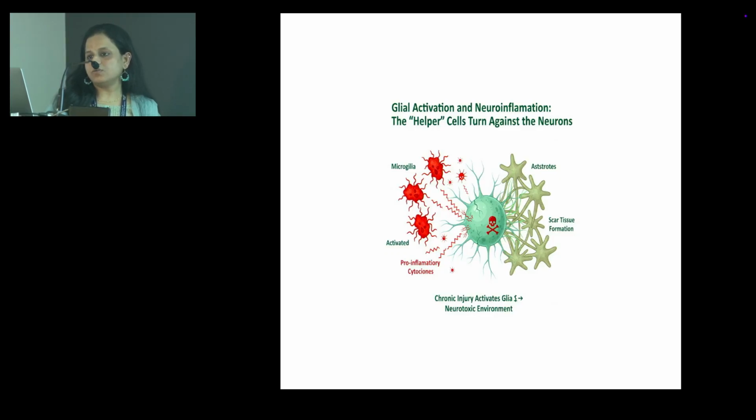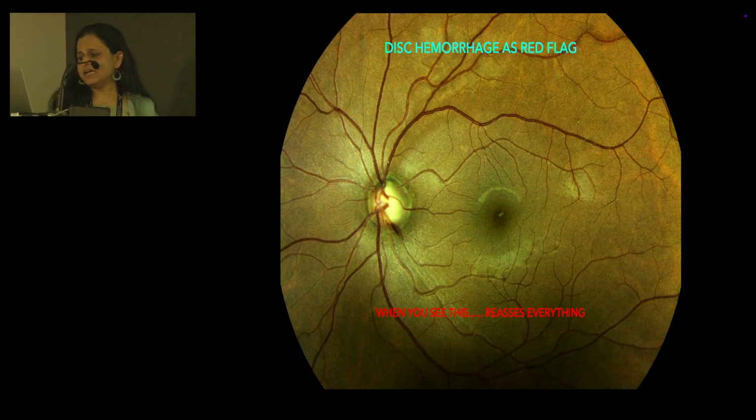So this is why we look more into neuroprotection, and how exactly we treat NTG. When we think about all this, we have to think about oxidative stress and neuroprotection. And in NTG, whenever there is a disc hemorrhage, this is a red flag. Why does this disc hemorrhage happen? This can also be because of vascular dysregulation. So when you see this, you always reassess everything.